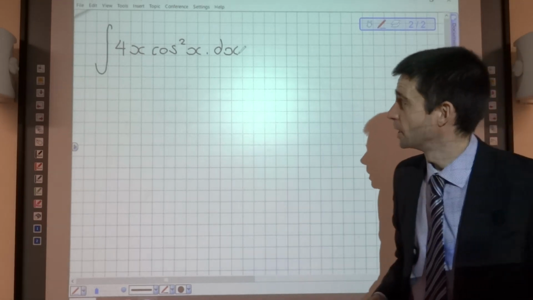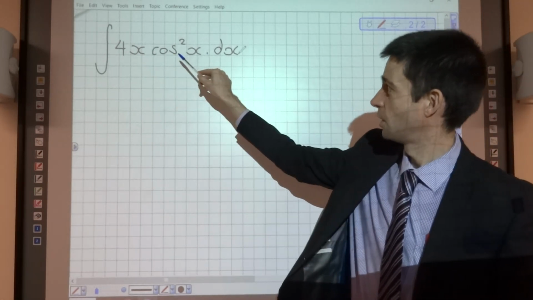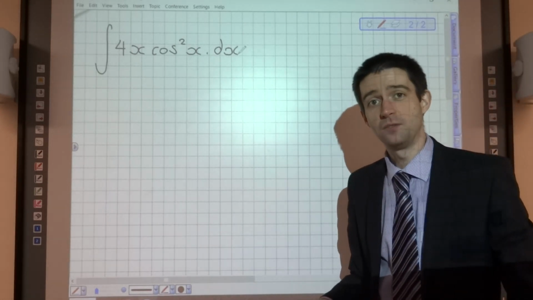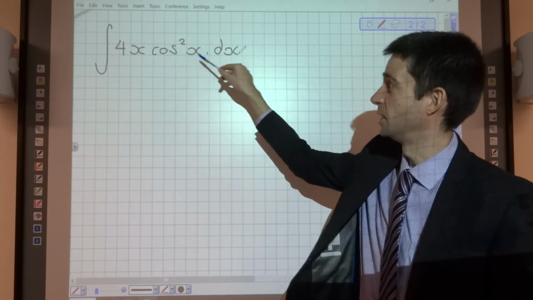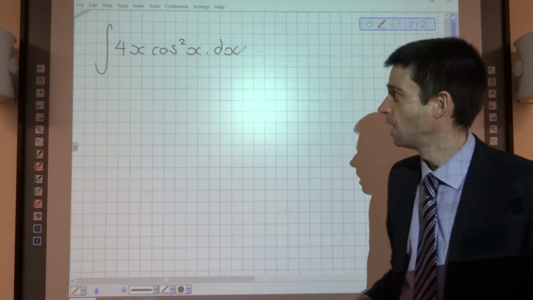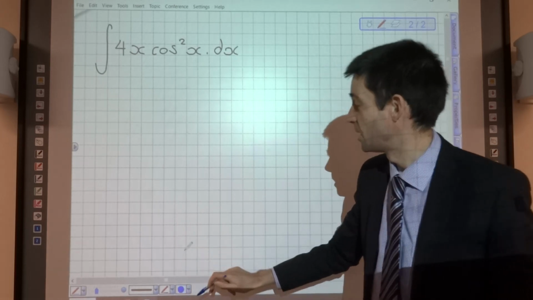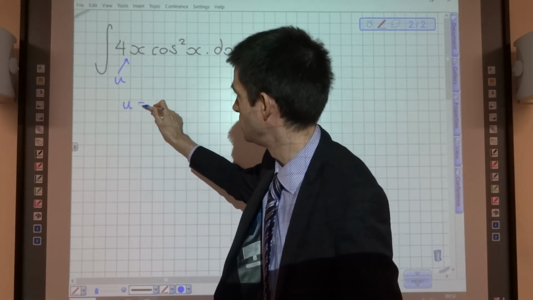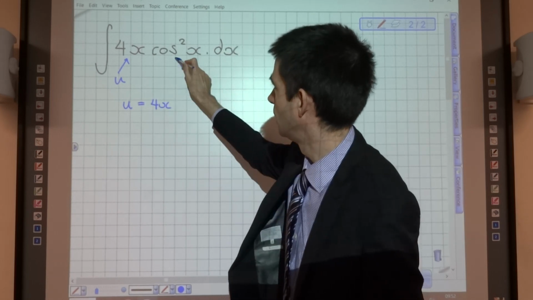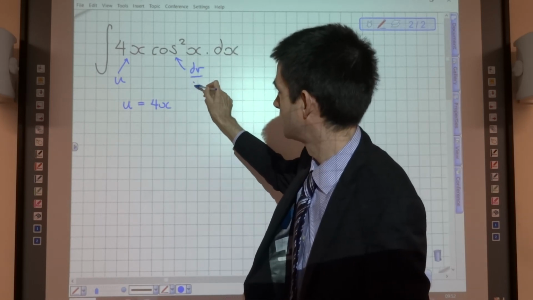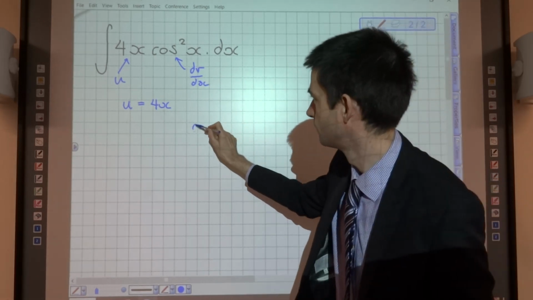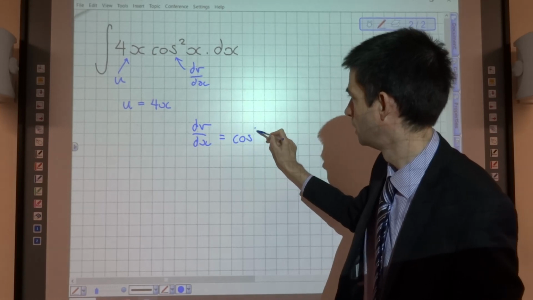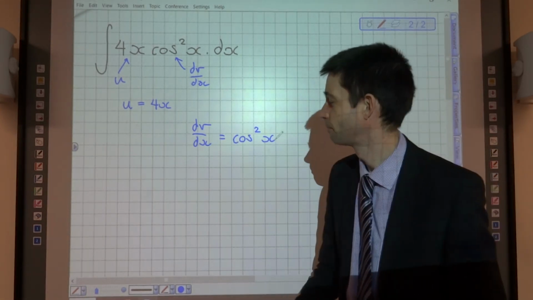So here we are going to be integrating 4x cos squared x with respect to x. The reason this one is more complicated than the previous example is we have to think about how we're going to deal with the cos squared. But the same rules apply as in the previous video. We're going to call the simple bit u. So u is 4x, and we're going to call the other part dv dx. So dv dx is cos squared x.